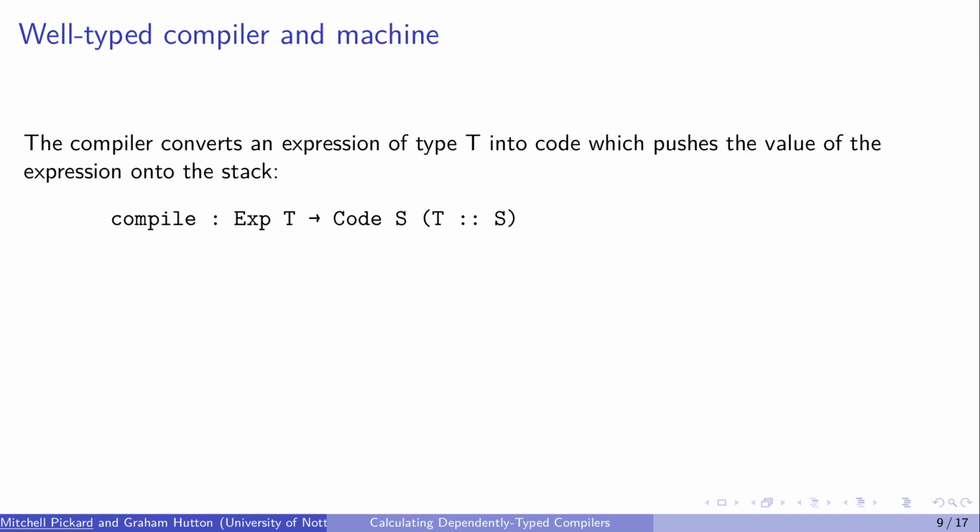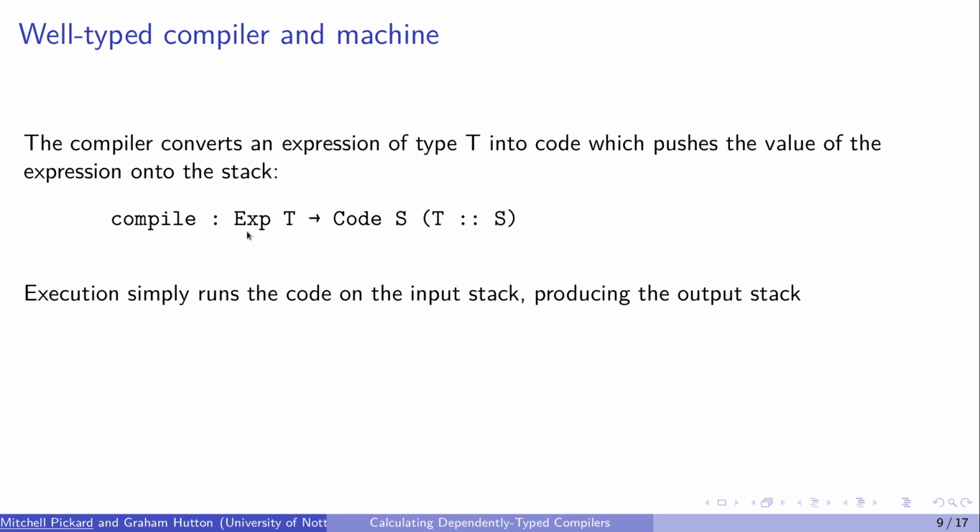And now our compiler will take our expression type from before and convert it into some code. And the code simply takes a stack and pushes a new value on top of the stack, which is the value of this expression. And execution simply takes some code, and then, as you'd expect, takes the input stack, which corresponds to the input stack type here, and returns an output stack corresponding to the output stack type.